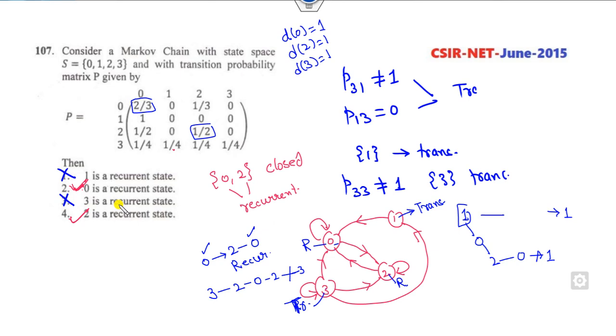So either you can draw the diagram or otherwise you can use the simple shortcut tricks. Now, if you want to find the period of the 1, take the GCD of the number of ways you can come back to the 1. If you start from here, that is 1, it is not possible to come back to the 1. It is not possible because 1 is a transient state, so there is no GCD here. There is no possible way, so it is irreducible.